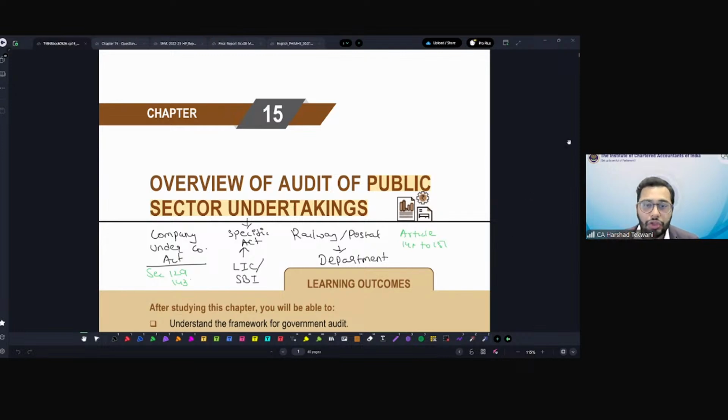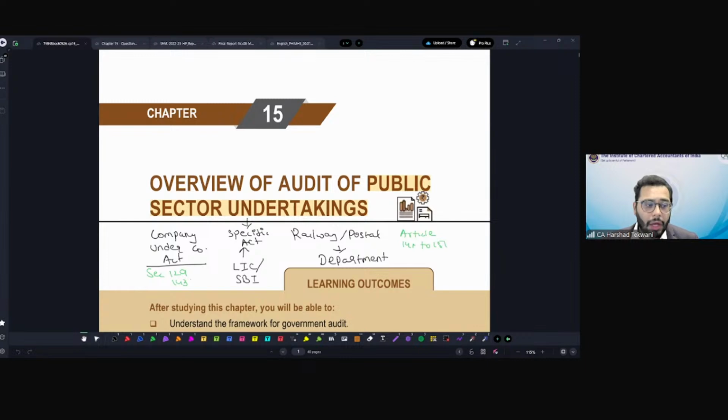In the last session, we discussed what public sector undertakings are, and from where the auditing requirement is coming. A quick revision: a public sector undertaking can be a company under the Companies Act, a company or a corporation enacted under a specific act, and it can also be a department or a function. That perfectly falls under the definition of public sector undertaking.